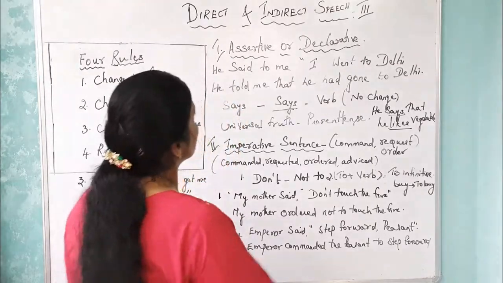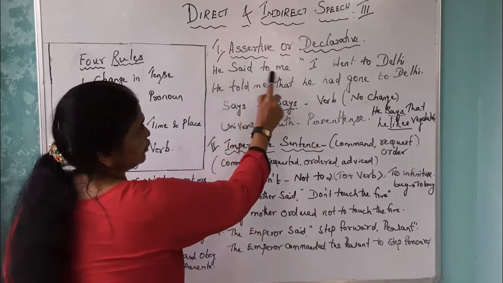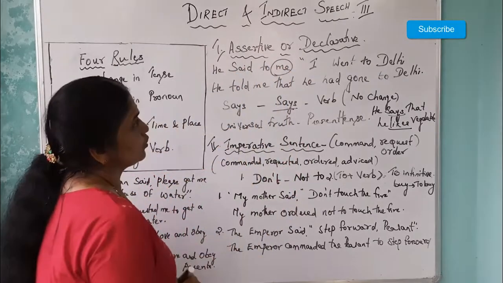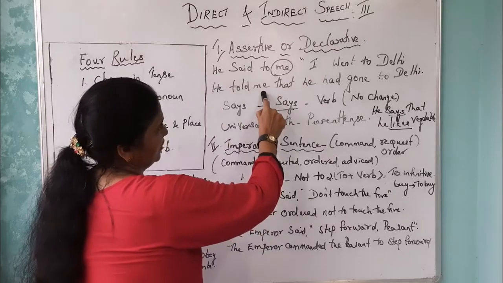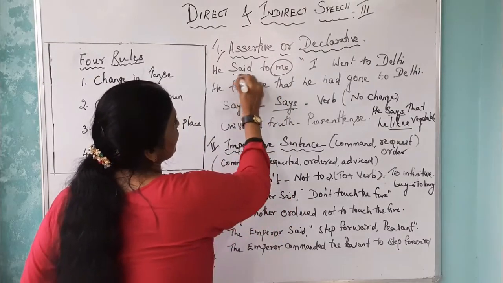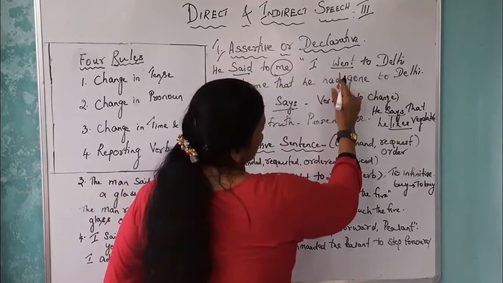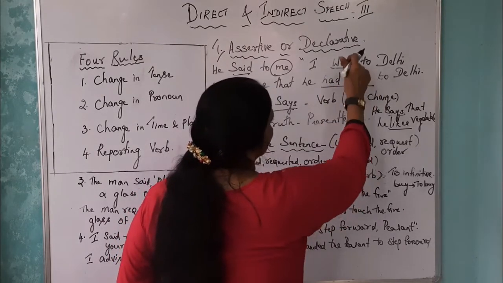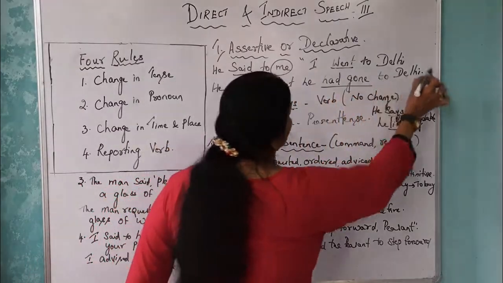You can check that. And one more thing, he said to me, if you get it like that, you have an object here. So he said to me, okay. So then you have to write he told me. Now this said is changing into told. He told me that, verb you have to change. Went, that is past tense, it is changing to past perfect tense, went is becoming had gone. So he told me that he had gone to Delhi.